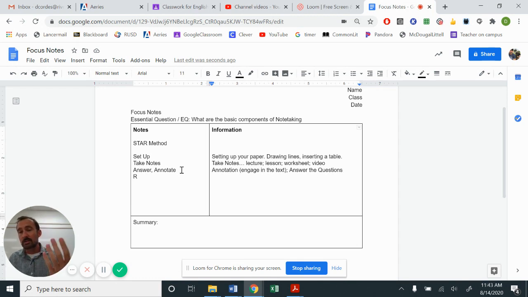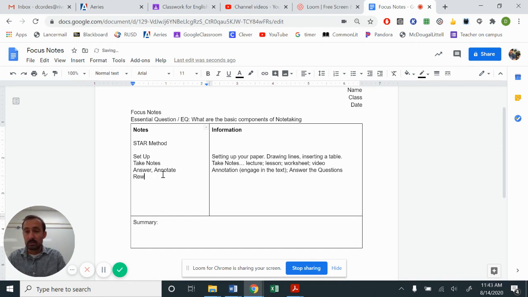Then you go back to your page of notes and you answer, you annotate, okay? You kind of engage yourself with the work that you've just done. I know a couple people that go back with a highlighter and highlight. They took a whole bunch of notes, but they want to highlight just the stuff that's important. And so that's what they go back and do. The very last one is to review.